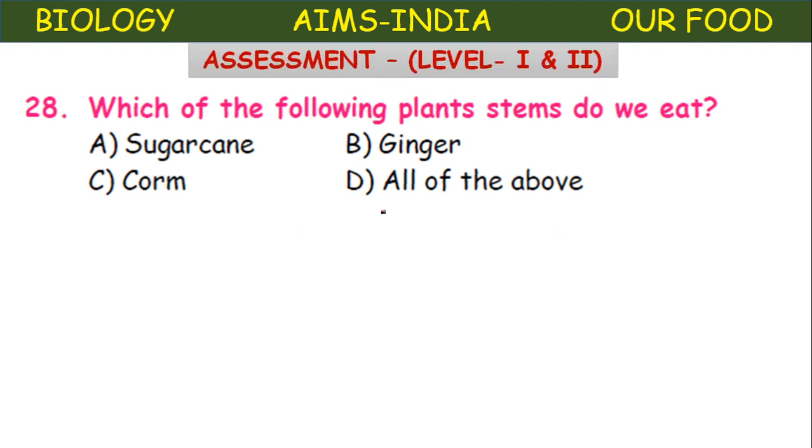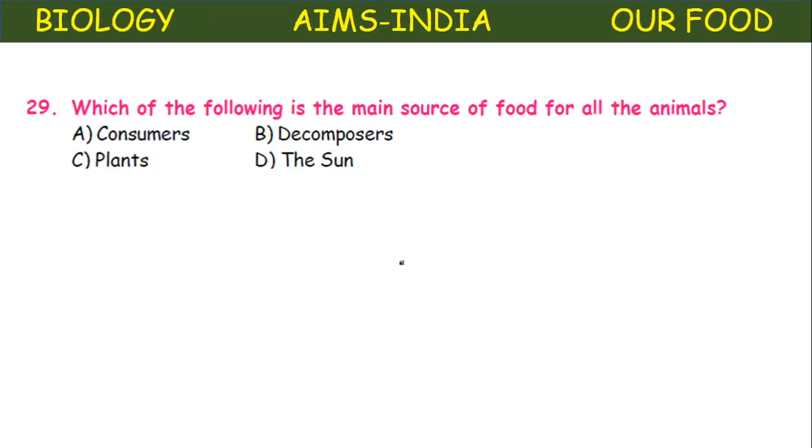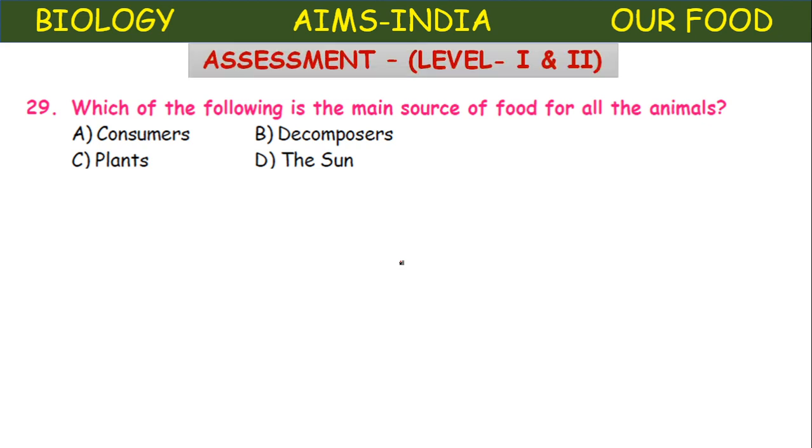Which of the following plants' stems do we eat? Sugarcane, ginger, corn. Okay, we eat all the above. They are stems. Sugarcane is a stem, ginger is a stem, and corn also modified stems. Which of the following is the main source of food for all the animals?